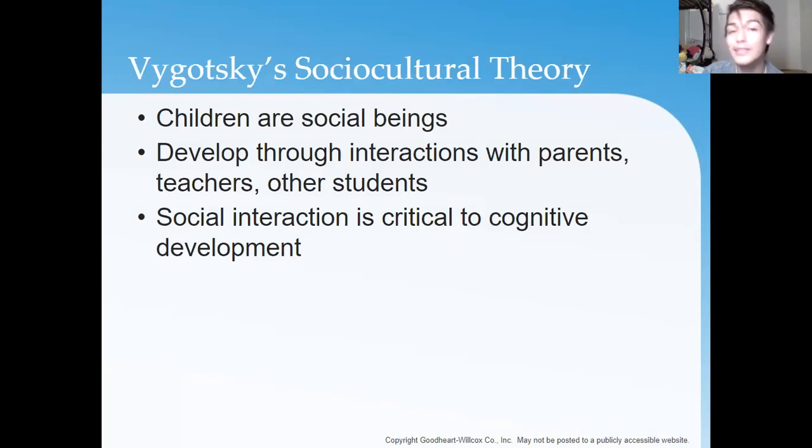Moving forward, we have Vygotsky. So Vygotsky's sociocultural theory basically stated that children are social beings. We are social. And he basically stated that we develop through interactions with our parents, teachers, or other students, and that social interaction is critical to cognitive development. So basically saying that we have to be social, and we learn through people.